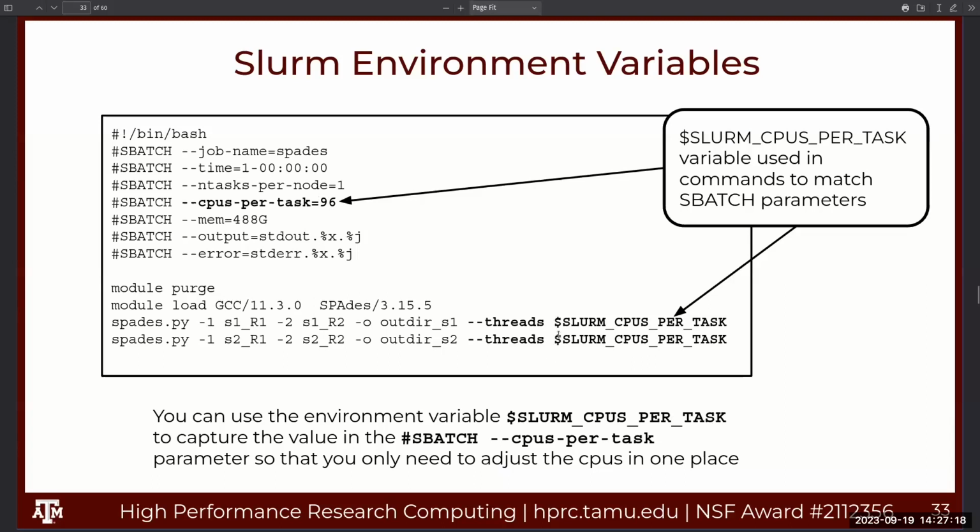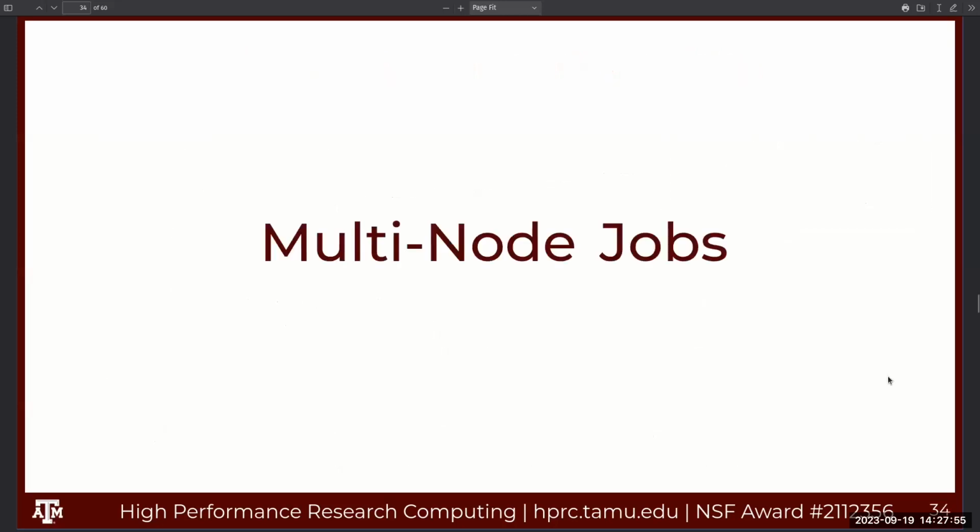Then later, if you want to reduce the number of CPUs, you only have to change this number, and all of your commands down here will match whatever number you changed. That way you only have to adjust it in one place. Because you might load a module, run a command, and then module purge, load a different set of modules, run a different command, module purge, and each of those commands may have an option to specify the number of threads. And instead of hard coding all the number of threads throughout all your commands, you can use this variable. So it'll capture whatever you have up here.